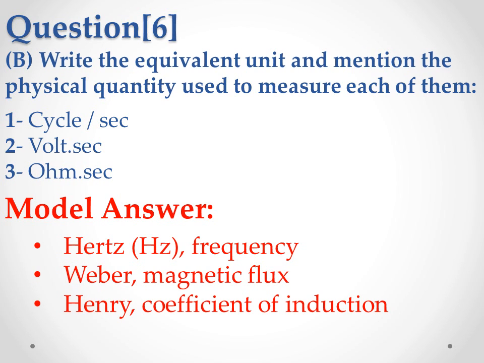Question 6. B. Write the equivalent unit, and mention the physical quantity used to measure each of them. 1. Cycle per second. 2. Volt second. 3. Ohm second. Model answer. Hertz, frequency. Weber, magnetic flux. Henry, coefficient of induction.